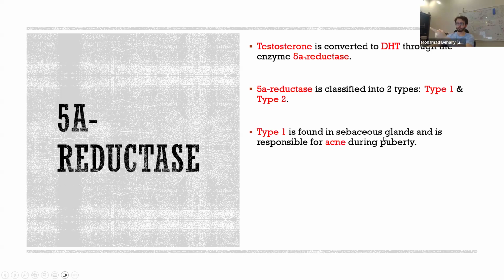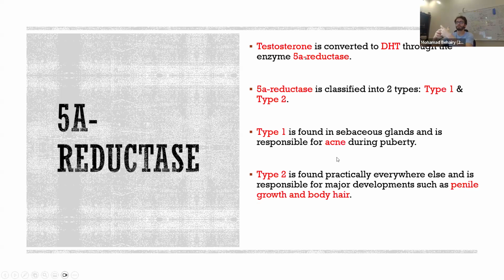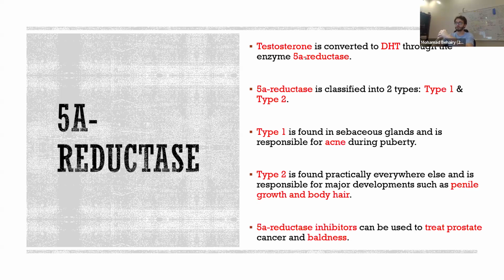Type 1 is found in sebaceous glands and is responsible for the acne that is seen during puberty, while type 2 is found practically everywhere, responsible for penile growth, body hair growth, etc. Now, 5-alpha reductase inhibitors can be used. Why? Because they will treat prostatic cancer, for example.